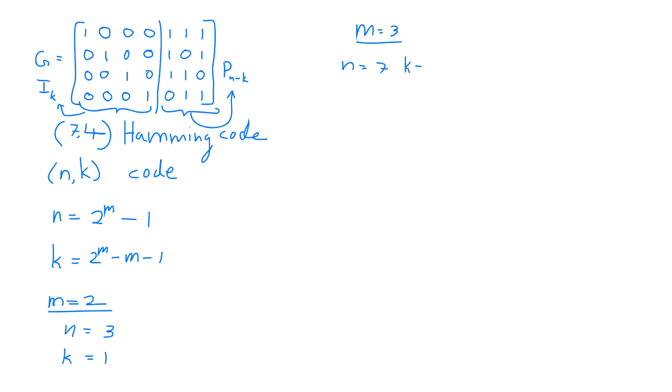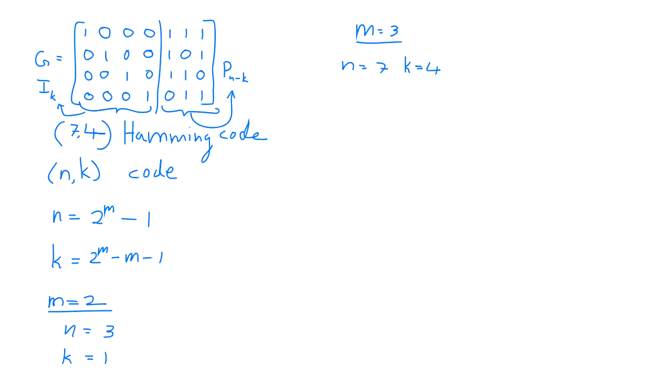K equals 4, right? So for m equal to 3, we got the 7-4 Hamming code, which we have discussed in a lot of detail. The encoding, the decoding, everything we have discussed in the last 3 lectures. Okay, now what I want to discuss today is how do we choose this parity matrix.